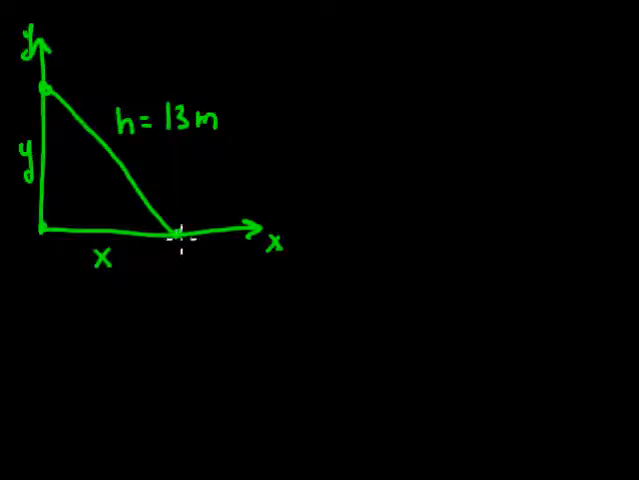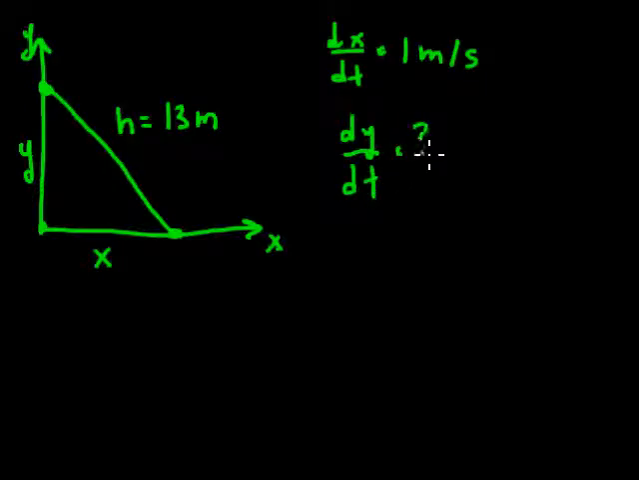It's also given in our problem that the bottom of the ladder slides away from the wall at the rate of 1 meter per second. So this point moves at the rate of 1 meter per second. We can write it's given that dx/dt equals 1 meter per second. We need to find how fast the top of the ladder is sliding down. So we need to find dy/dt. To solve this problem we can use the Pythagorean theorem. We can write x squared plus y squared equals 13 squared.